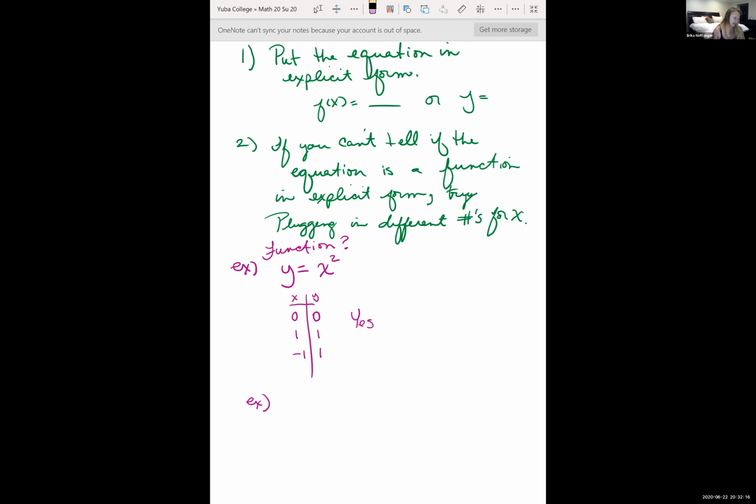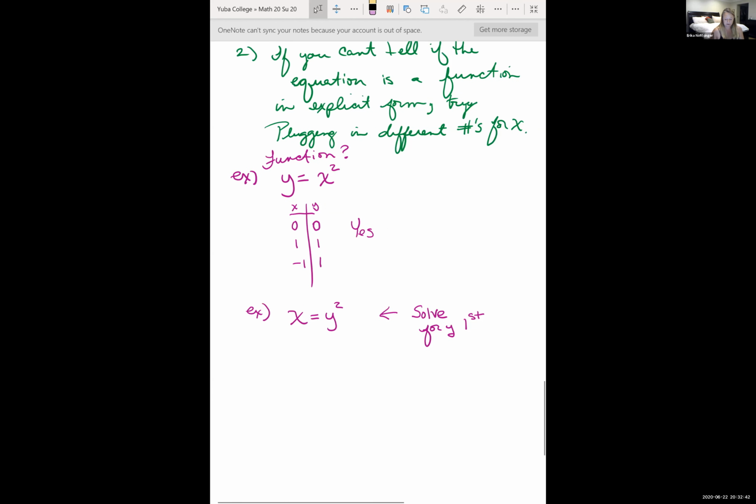So if you had x equals y squared, this is actually not in the form where y is by itself. In the other equation, y was already by itself. And so we want to put this in explicit form and get rid of that square. We can use our square root property. If we take the square root of both sides, we get y is equal to plus or minus the square root of x.